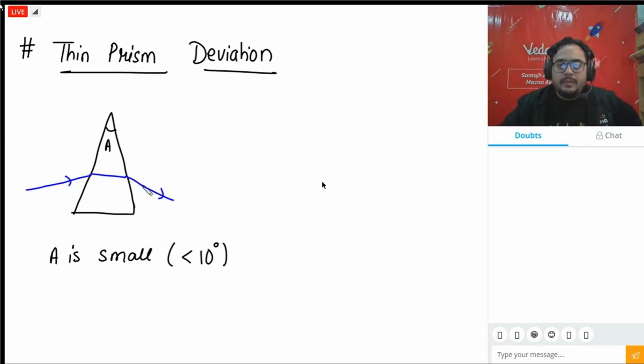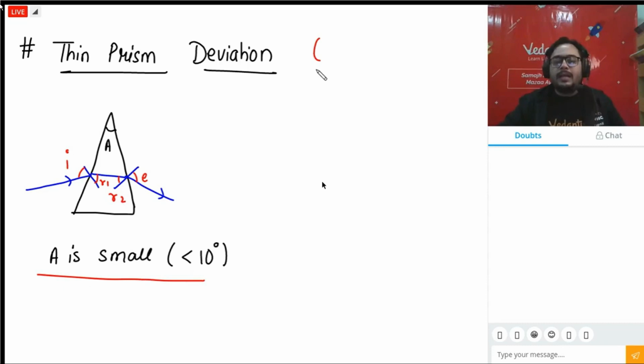all angles will be small. Look at me carefully. This is I, this is R1, this is R2, and this is E. And A is small, so I can say all angles are small.